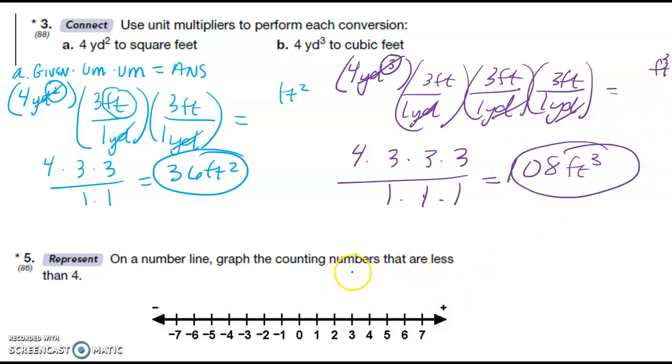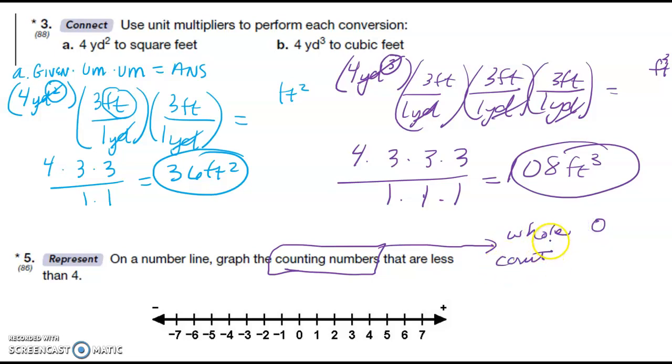Okay, let's go to number 5. It says on a number line graph, counting numbers. Now, counting numbers are whole numbers that start with 1. So whole numbers include 0. Counting numbers, just like you're counting something. If you're counting how many chickens in your backyard, or how many candy bars, you always start with 1, 2, 3, etc. Okay? The difference between whole and counting numbers is 0. That's it. Neither one of these cover negative numbers.